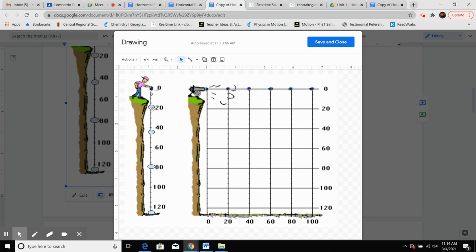What do you notice about the distance between the ball every second? Is it the same? Is it decreasing or is it increasing? Yeah, it's increasing. So the distance is increasing as it falls. Why would that be?